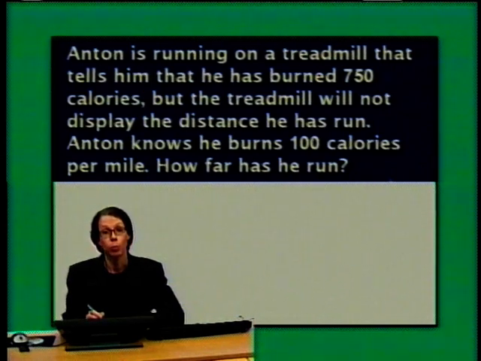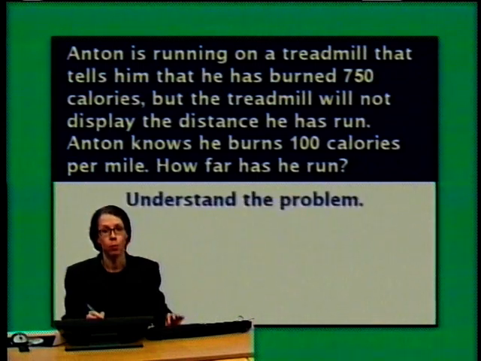Now in this problem, we don't have a formula to work with like we did in the last two examples. So our task over the next few lessons is going to be to come up with an equation or perhaps an inequality that will model the problem and allow us to answer the question. In this particular problem, you can kind of think about it and figure out how far Anton has run, but what we want to look at is the steps we would use in order to write an equation which we could solve to answer the question.